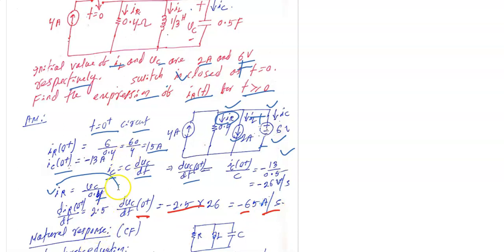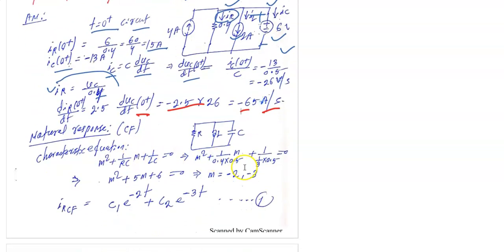Now we'll move to the second step. After the switch is closed, for the natural response, all the energy sources are reduced to zero. When your current source is reduced to zero, it will simply be an open circuit, and the circuit that remains is a parallel RLC circuit. So the characteristic equation, you know this: m square plus 1 upon RC m plus 1 upon LC equal to 0. The same characteristic equation prevails for all the responses in this circuit. Similarly, I write it for series.